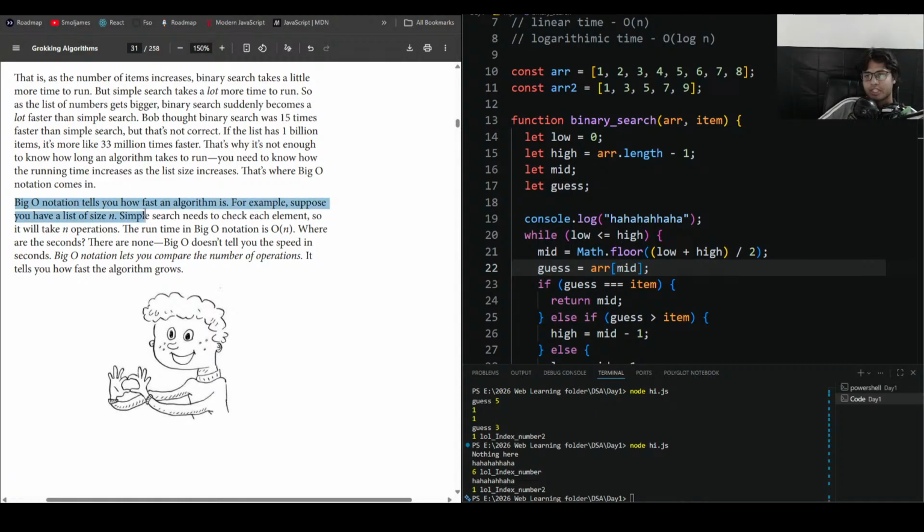Big O notation tells you how fast an algorithm is. For example, suppose you have a list of size n and simple search needs to check each element, so it will take n operations. The run time in Big O notation is O(n).